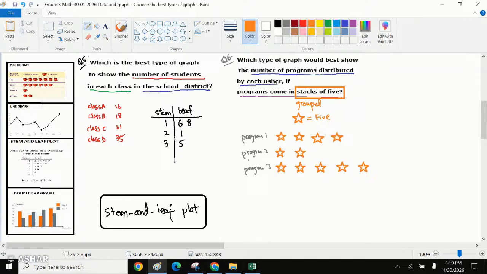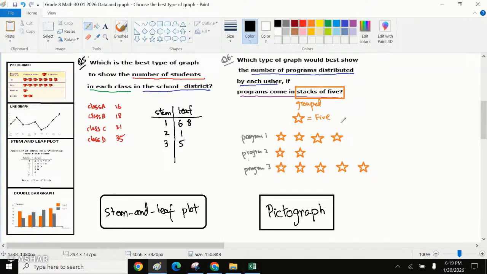So in this case, we can count the number of programs, different programs, right? So which is the better? A pictograph. A pictograph is a better representation of the data provided in this question. Do we agree? We cannot use stem and leaf, and we cannot use double bar graph. A line graph, maybe, but since the data was stacked in groups, we always use pictograph. Whenever the data is stacked, pictograph has to be the answer.